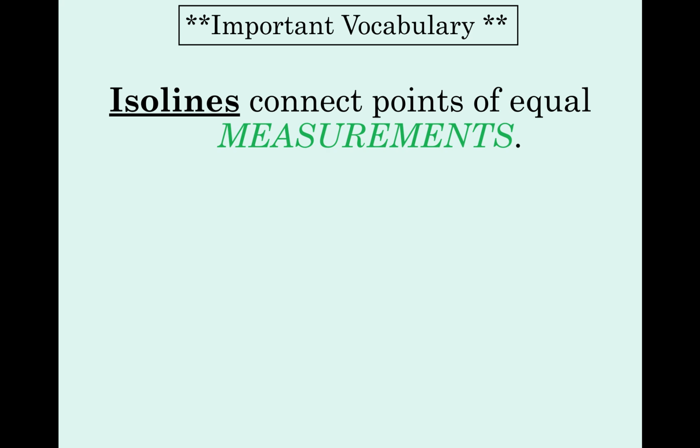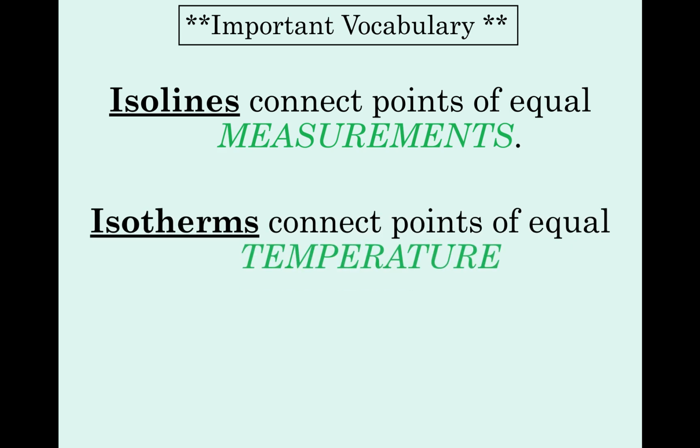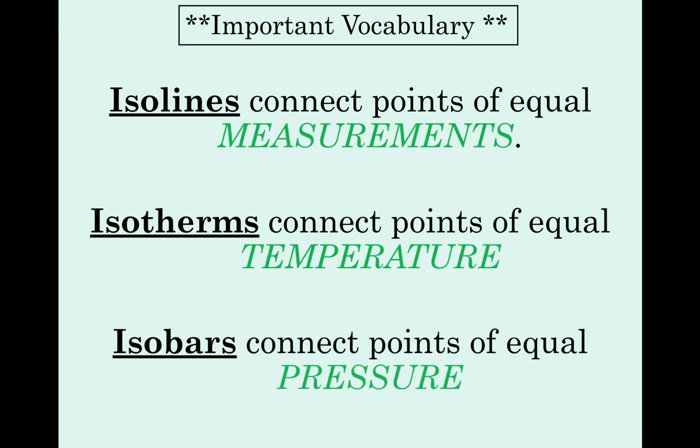But where in our topographic maps we had contour lines that matched points of equal elevation, in this unit we're going to look at isotherms, which connect points of equal temperature, and isobars, which connect points of equal pressure. This is some of our key vocabulary for this unit.